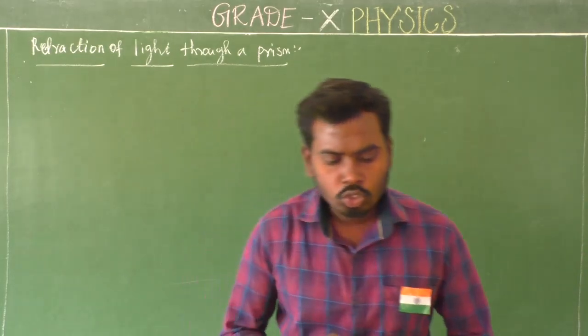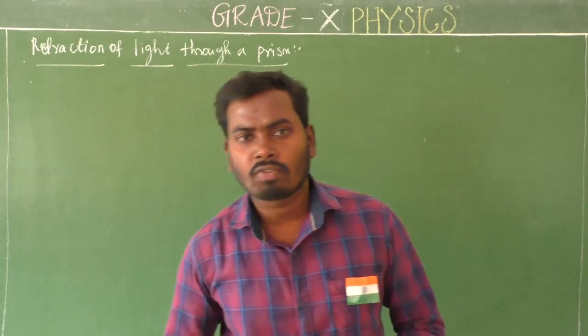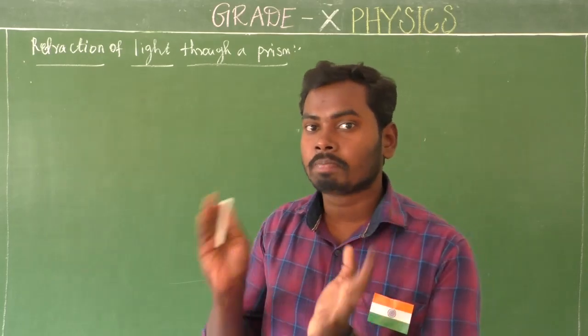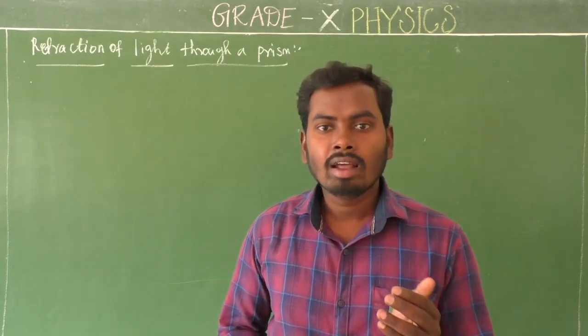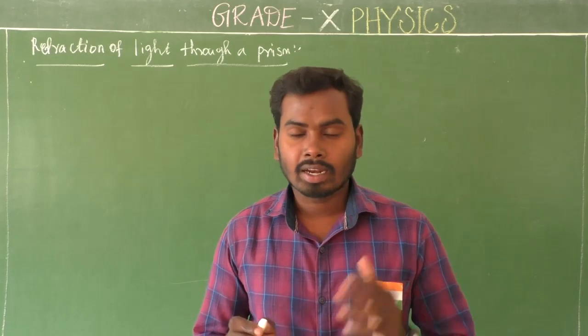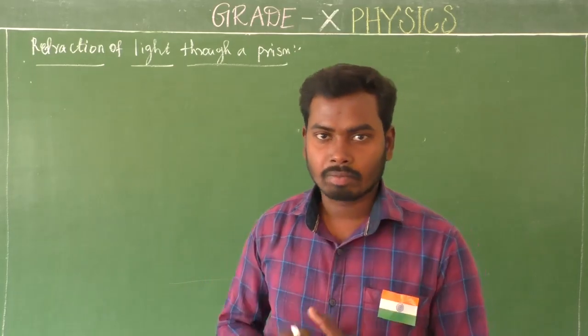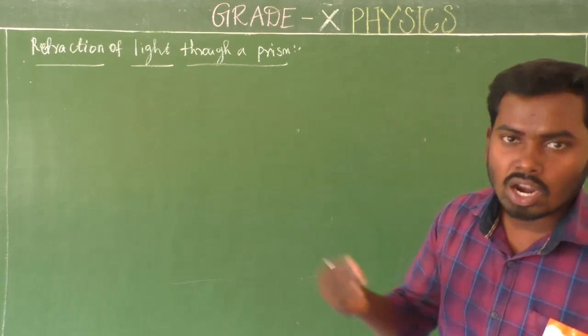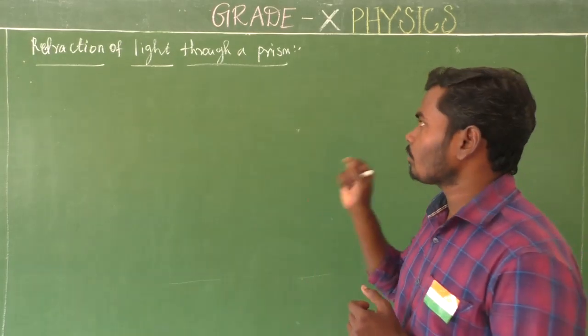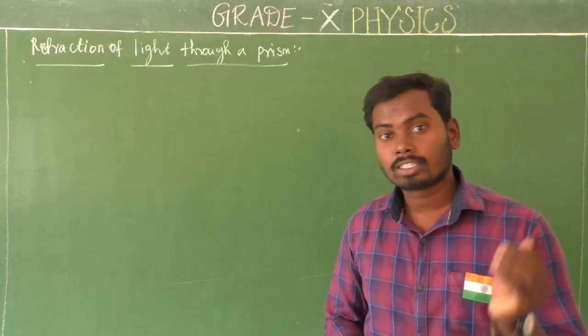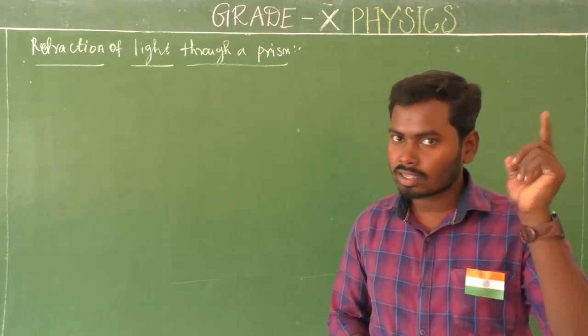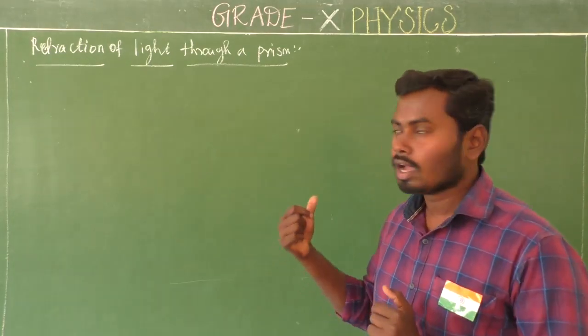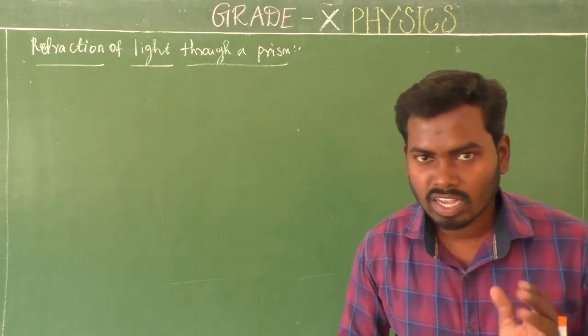Am I right? Yes. Already we have studied the refraction of light through a rectangular glass slab, not a prism, a glass slab. But in this chapter 11, we will start with a new topic, refraction of light through a glass prism. That is a rectangular glass slab, and this is a glass prism. Is it clear?